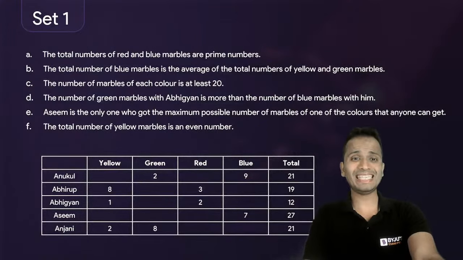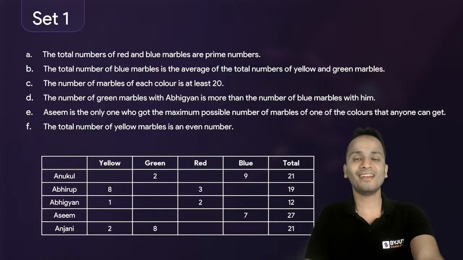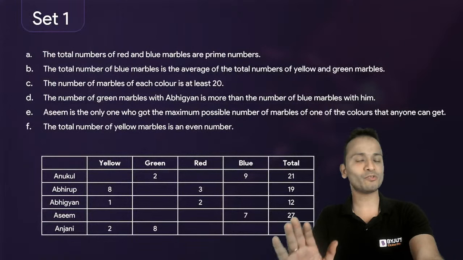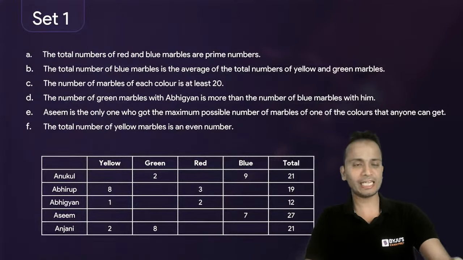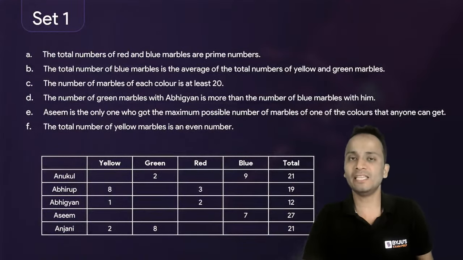Prasant, you are talking about E statement. Asim is the only one who got the maximum possible number of marbles of one of the colors that anyone can get. Prasant, if I give you the meaning of this statement, if I give you the extract of this statement, then there will be nothing left. So please wait for a few moments and I'll tell you this statement in Hindi if you understand.